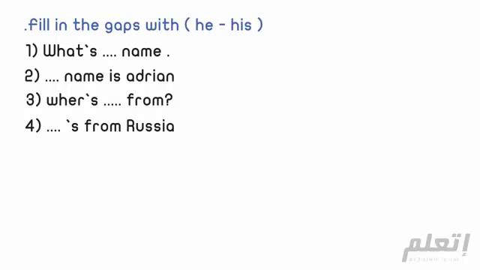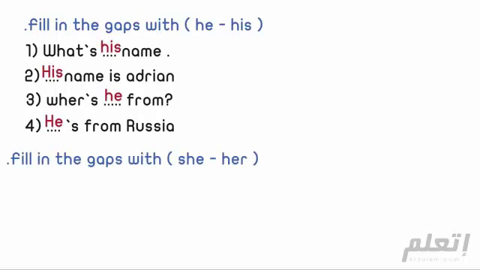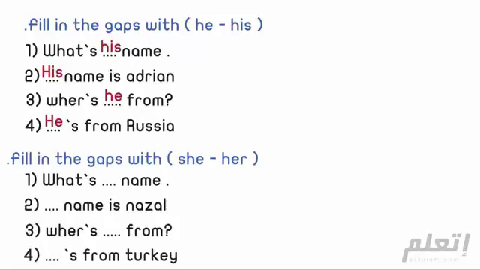Now, let's move to exercise number 2. And again, you can pause the video. Fill in the gaps with she or her. Now, let's answer the questions. Number 1. What's her name? Her name is Nazal. Where's she from? She's from Turkey.